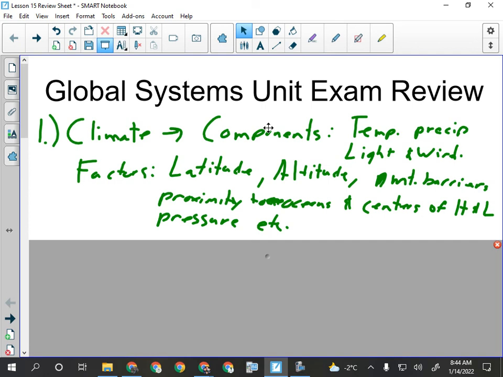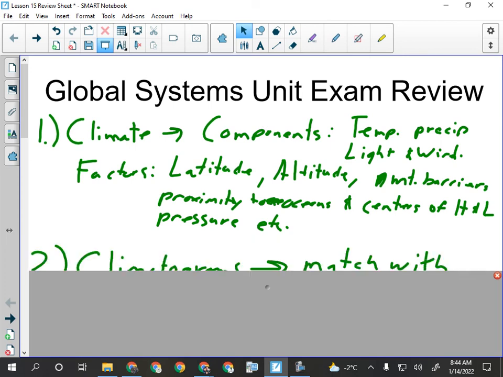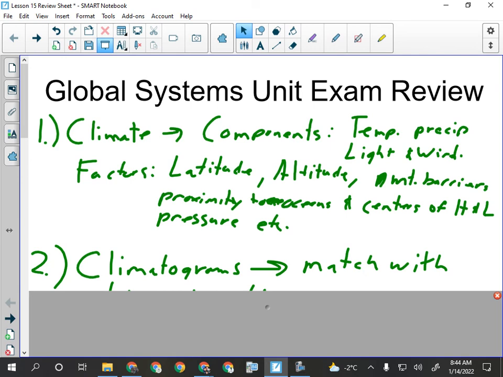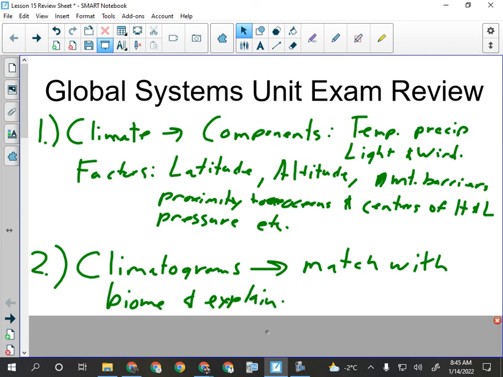All right, so that's what there will be about climate. So that kind of written response question, and then some multiple choice about whether this is a factor or this is a component, or stuff like that. Then climatograms. As we said yesterday, what we're going to ask you to do with climatograms is match it with a biome and explain why. That's going to be a 5-mark question.